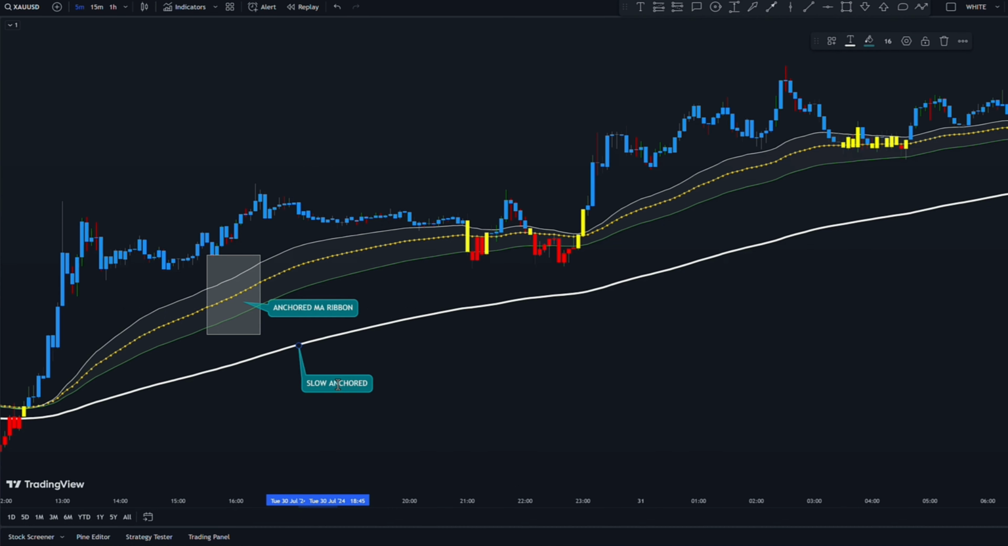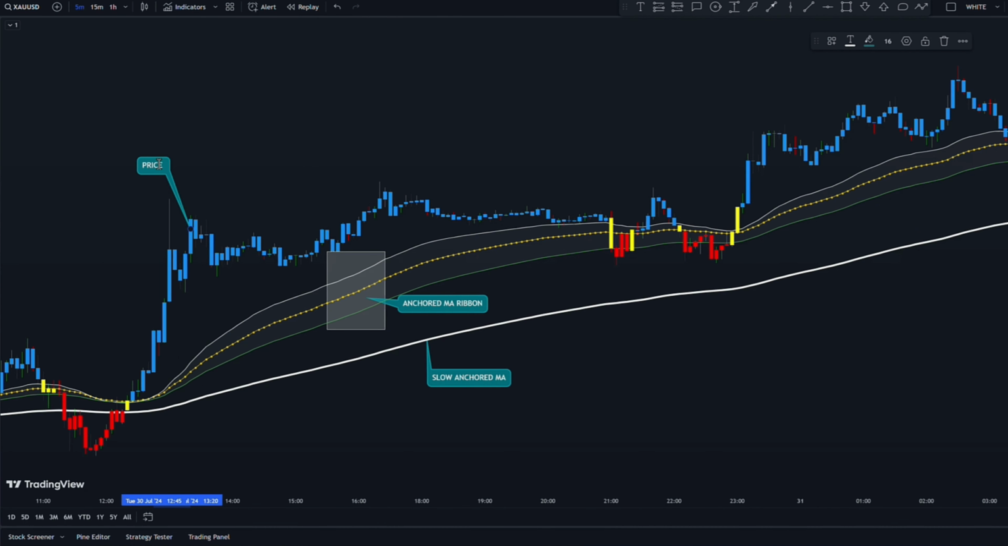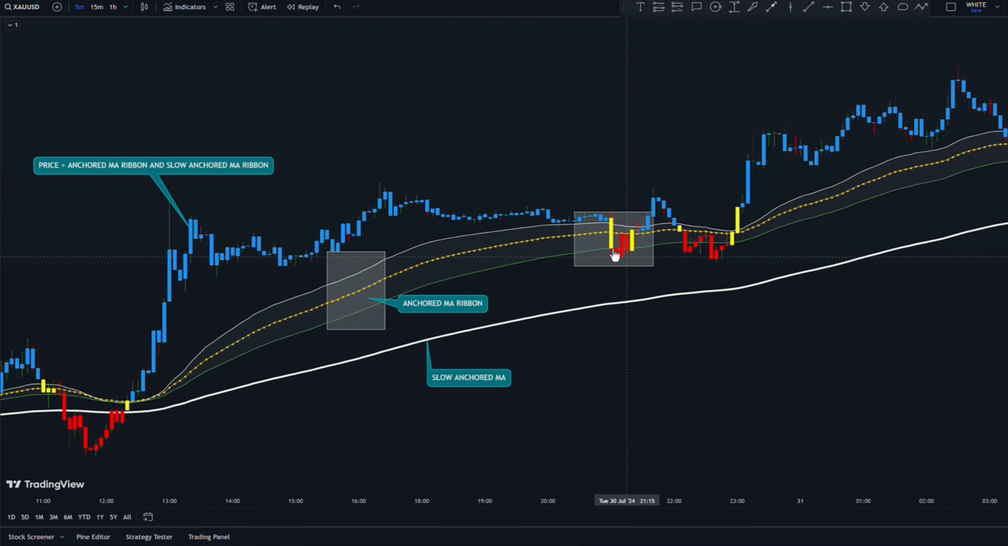So when the price is above both the anchored MA ribbon and the slow anchored MA line, it signals that we are in an uptrend. This means the market is generally moving upward. In this scenario, we wait for the price to retrace or pull back to the anchored MA ribbon. This pullback is a temporary dip in the price within the overall uptrend.